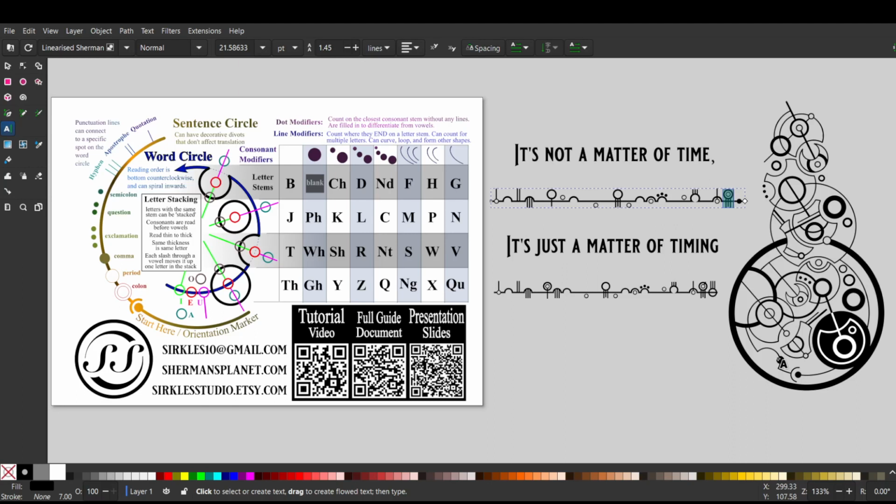And then we have this comma, which is on our sentence circle, which is this thing, which is where our start marker is as well. So it's not a matter of time, comma.